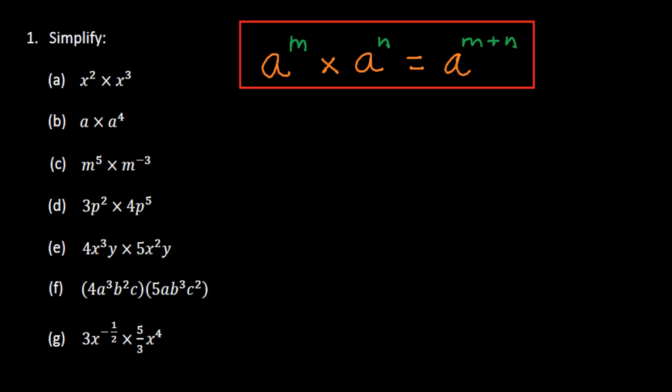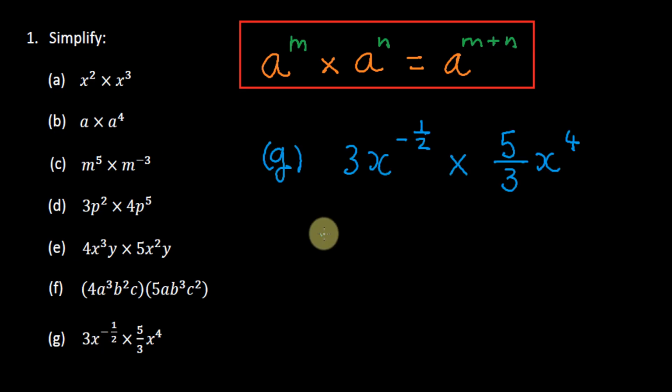Let's look at g. We can multiply the numbers. So 3 times 5 over 3 will give us 5. And we can add the powers of the x's. So negative a half plus 4 is 3.5, or 7 over 2.